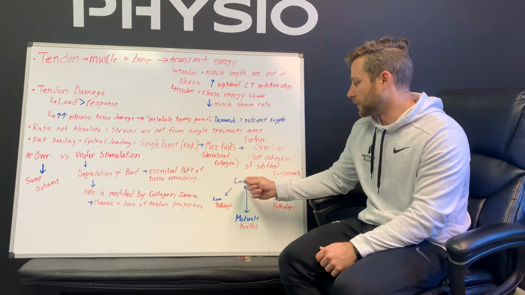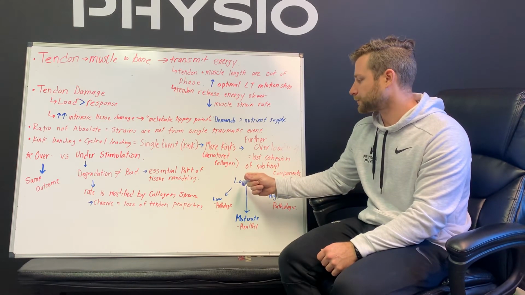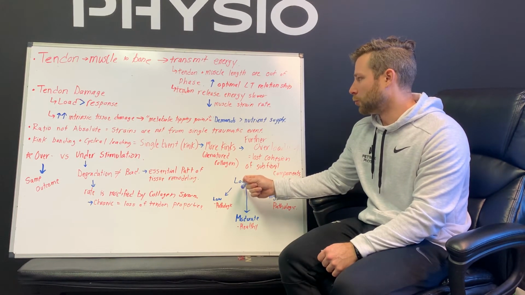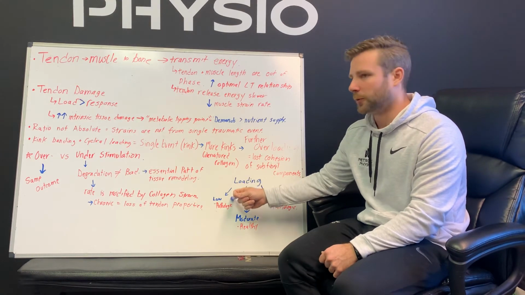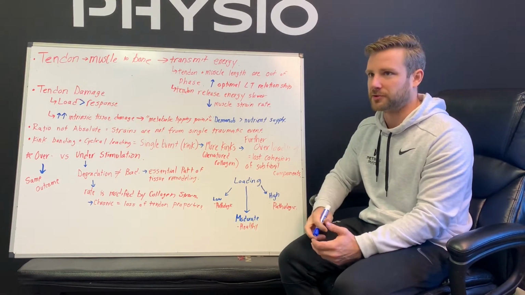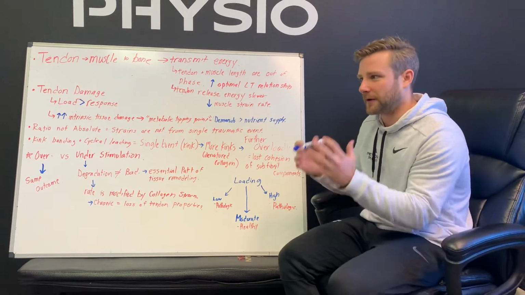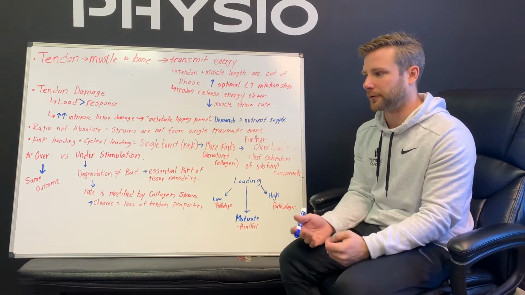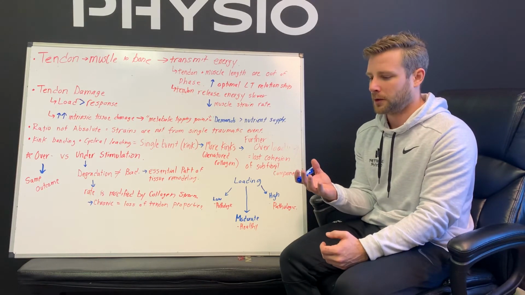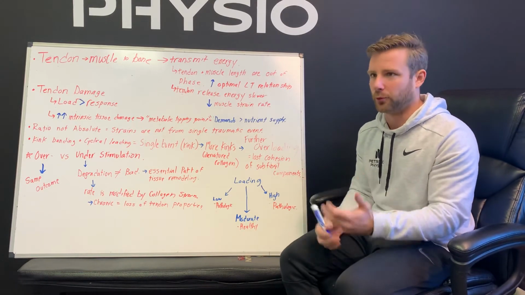What we're going to talk about is basically, we'll talk about more specifics, but loading: doing too little is going to become pathologic. Doing too much in a short period of time is going to become pathologic. You just have to find that right moderate amount, and we have a little formula that we'll use to find what is the right amount.